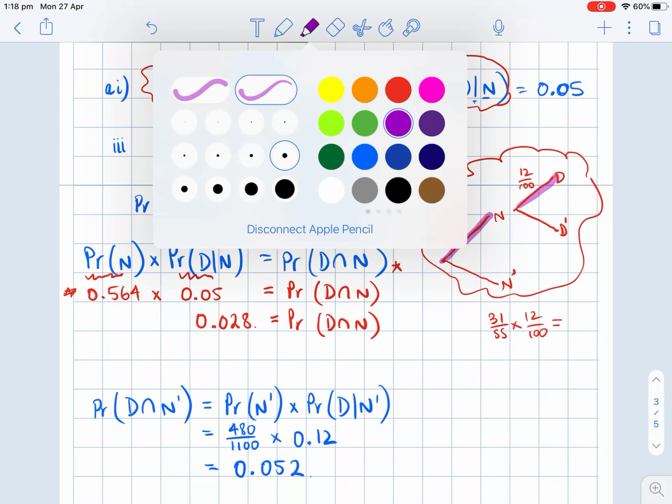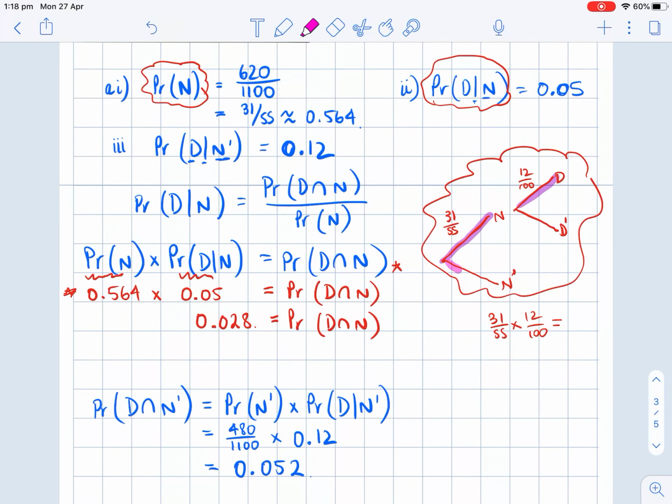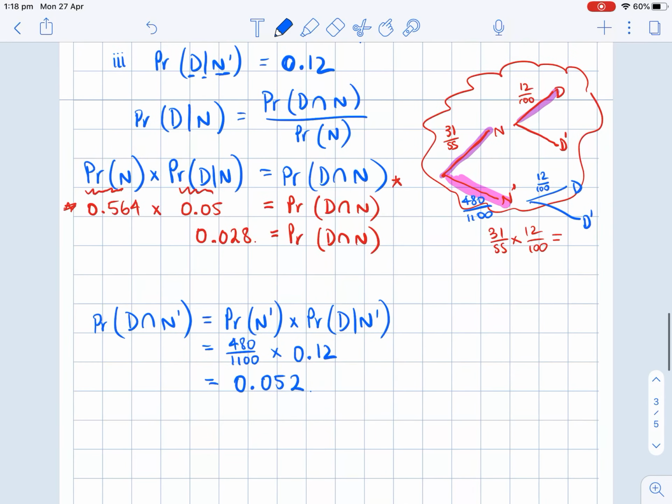Same deal, if I wanted to go to my tree diagram, it would just be a matter of following this path this time, and I haven't got the second part there. So defective, not defective, 12%. And this is 480 over 1,100. Okay, so I can use tree diagrams or I can use my rules.